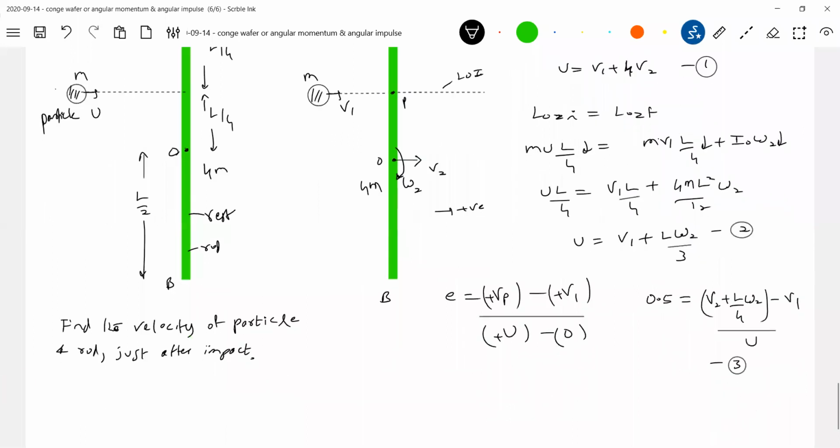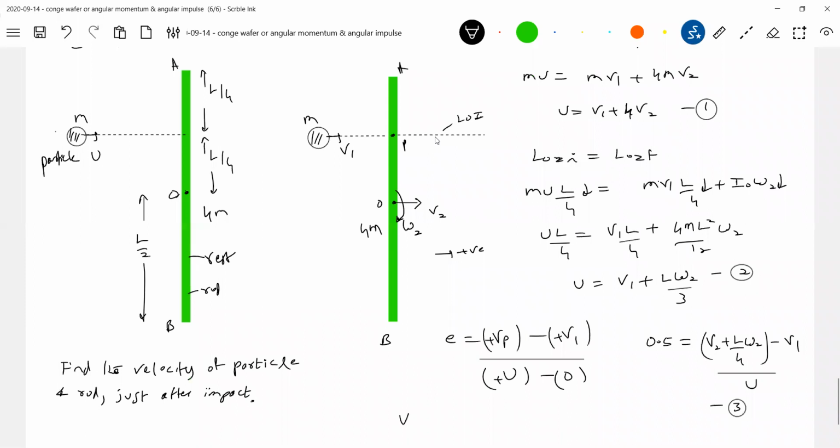Or can you solve it? I'll write only the velocity of point. What is the velocity of point A? What is the velocity of point B? P2 minus... They can ask you any of these things.